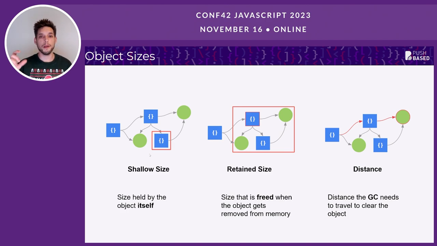So this is the metric which is most important when you want to prioritize which nodes are most important to release from the memory, because the retained size gives you the information: if I remove this one from the memory, then the retained size will be the amount of memory I save from that. And finally, we have the distance. Distance is telling you the paths the garbage collector needs to travel over the graph in order to find a given node and to finally release it within the next garbage collecting cycle.